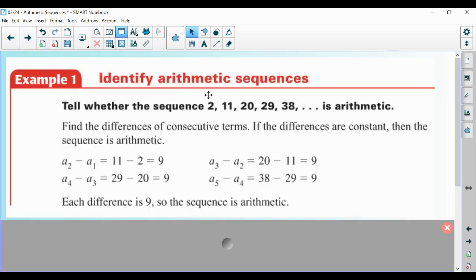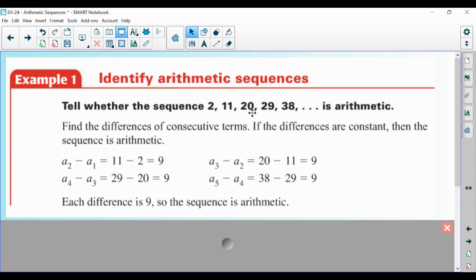All right, so how do we tell if it is arithmetic? We're going to test by finding the difference. We need to find the difference between two terms at a time. Some of our notation here: when we have a with a subscript of 2, that means I'm talking about the second term. A sub 1 would mean I'm talking about the first term. So I could take the second term minus the first term, or 11 minus 2. That gives me a positive 9.